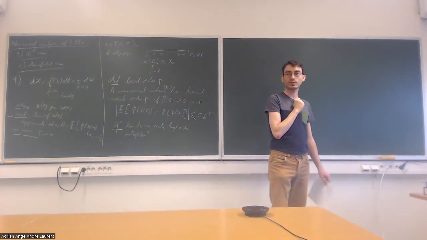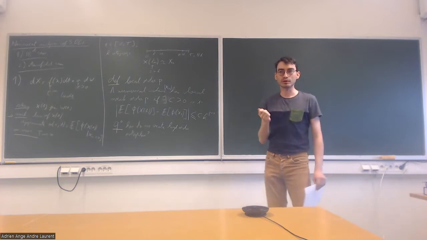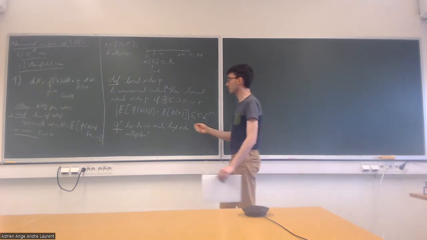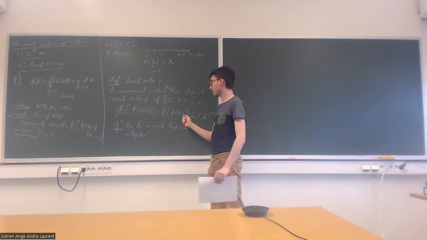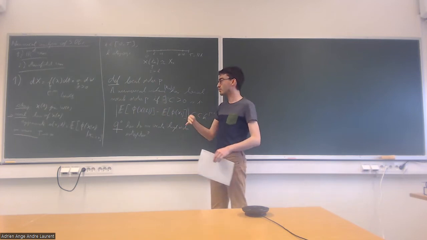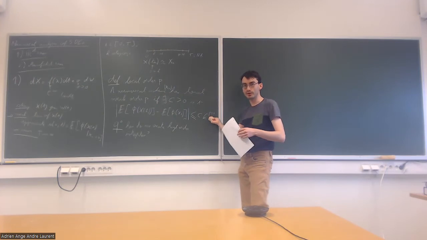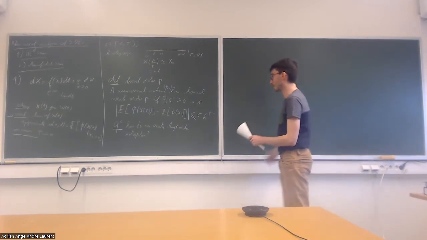And the answer is the same as for ODEs: by using Taylor expansions. So we will do a Taylor expansion of this first, and then a Taylor expansion of that somehow. And we'll compare the two of them. And if they match up to a certain order, P, then we will have order P. So let's do it.